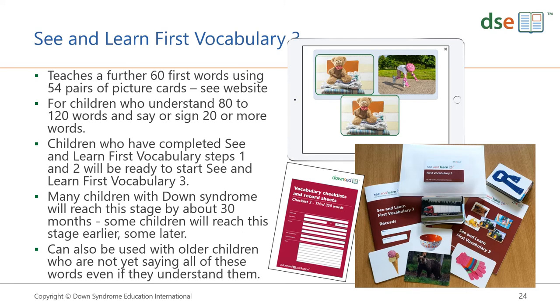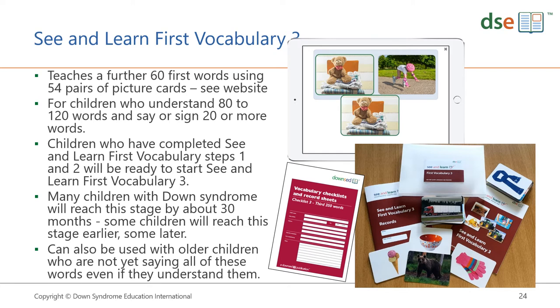And then similarly, vocabulary 3 has a further 60 words, and 54 of those are pictured. And so again, you can move on when children understand something like 80 plus of the words in the first two kits. The same thing applies. It doesn't matter if they don't say or sign them all. If you're sure they understand them, they can select them correctly from a choice when you vary the pictures they're going to choose from. If you're confident they understand the words, you're going to move forward.